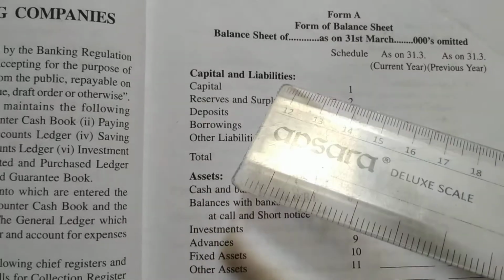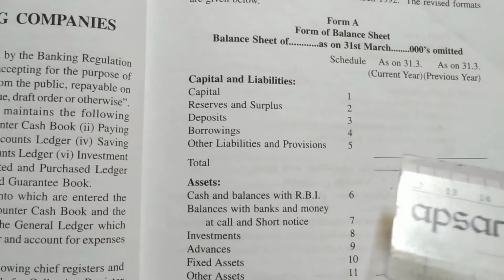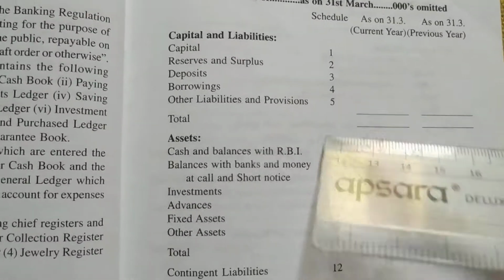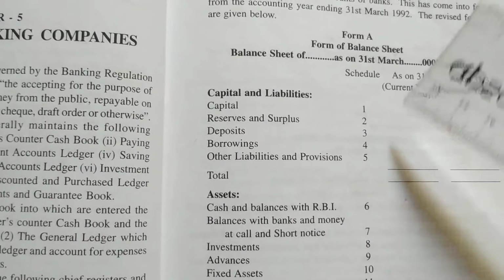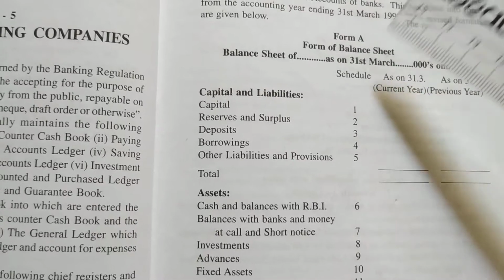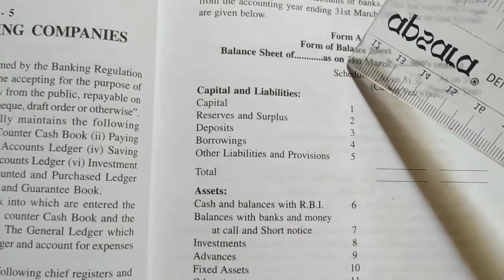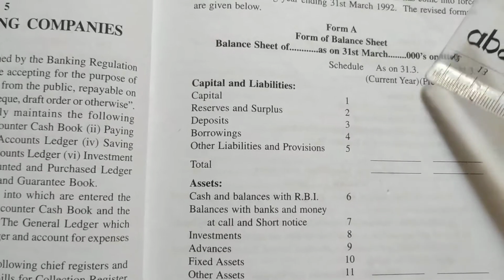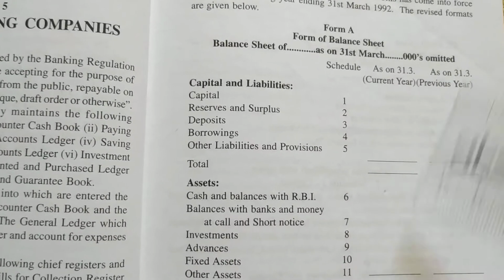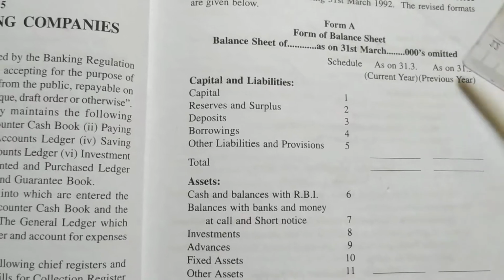So capital and liabilities we are having. 1 to 5 we are having liabilities, and 6 to 12 we are having assets. Okay, so the format is very easy. In the form of balance sheet we write the name of the company, balance sheet, and the date also. Schedule we have to write, and we have to prepare one column of amount. That's it. No need of preparing two columns.